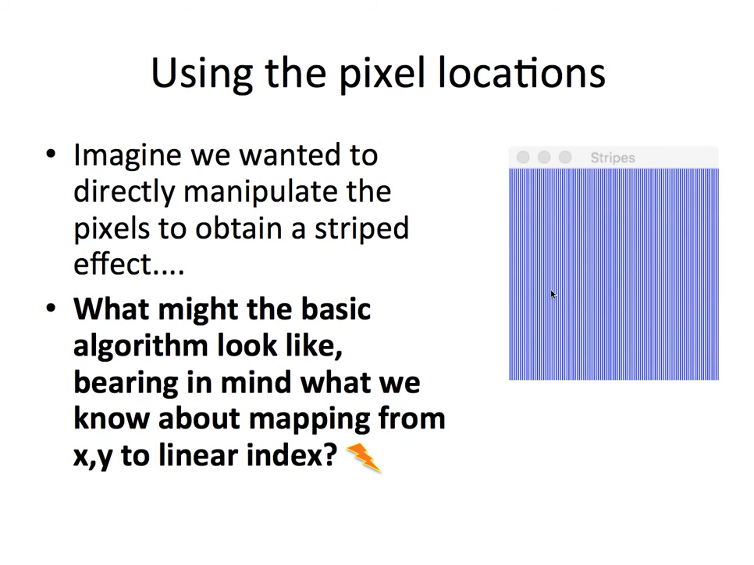So, here's a problem. Imagine that we want to directly write to the pixels on the screen to get this sort of stripy pattern, without using any of the draw functions. So we don't want to be explicitly drawing white and blue lines. We want to basically make every other column on the canvas blue or white, depending on its column. Based on what we know about how we directly access the pixels of the canvas, what's our algorithm for this? Pause the movie and have a think.